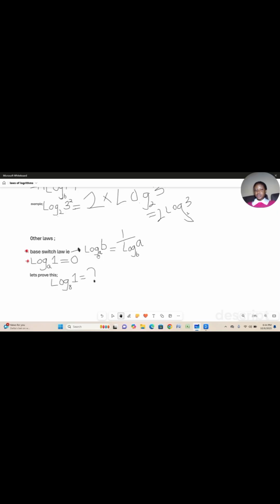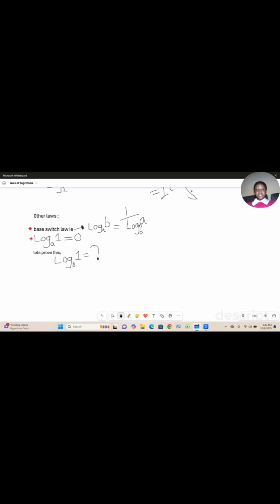There is a switch of position between the base and the log. So we have log b base a. But when it switches, it becomes log a base b. The position of the base becomes the position of the logarithm, then the logarithm becomes the base. They switch position. So it's going to be 1 over the switched logarithm. It's no longer log b base a, but rather it is now log a base b. So it's now 1 over log a base b. So that is what the base switch law says.